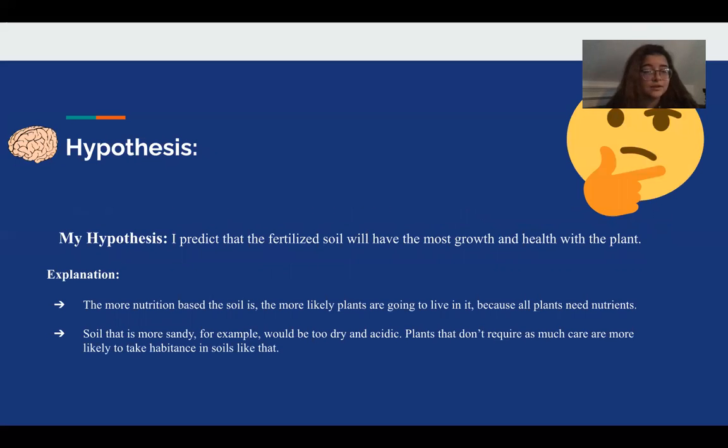My hypothesis is that I predict that the fertilized soil will have the most growth and health with the plant. My explanation for this is that the more nutrient based the soil is, the more likely the plants are going to live in it. And soil that is more sandy would be too dry, and plants are less likely to thrive in soil like that.